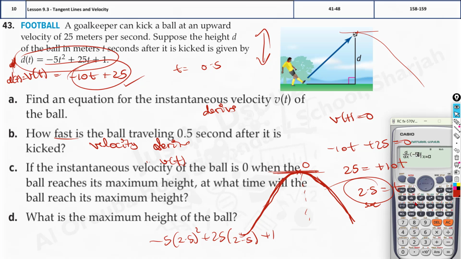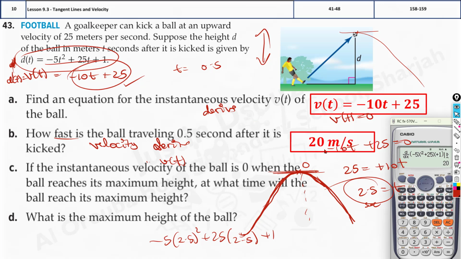Type it out. That is minus 5x squared plus 25x. Lastly, we have plus 1. Really, if you don't even write the constant, it doesn't matter because it will be 0 itself. At what time? 0.5 we need to find. The answer is 20. Let's see one by one. This was, yes, the correct answer. It's 20 meter per second.